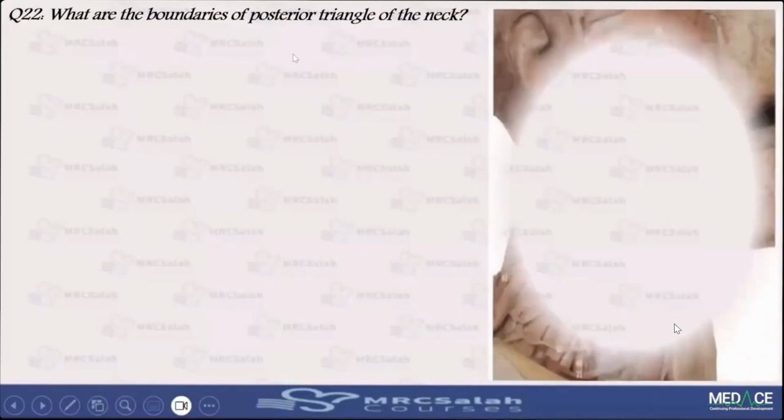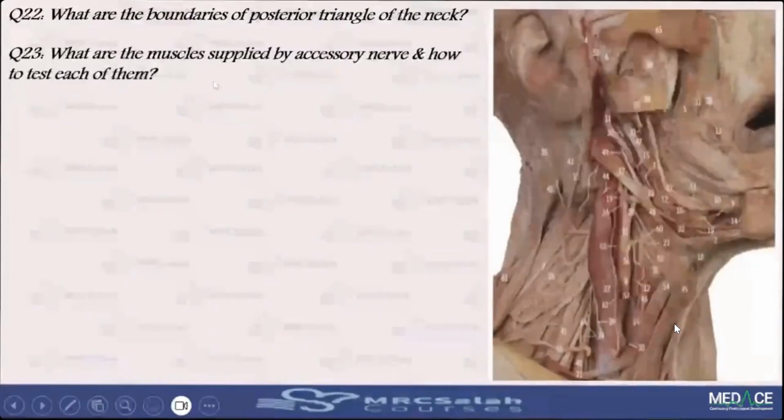Yes, exactly. And what are the muscles supplied by the accessory nerve? How to test each of them? The accessory nerve supplies the sternocleidomastoid muscle and the trapezius muscle. To test the trapezius muscle, I will ask the patient to shrug the shoulder against resistance.